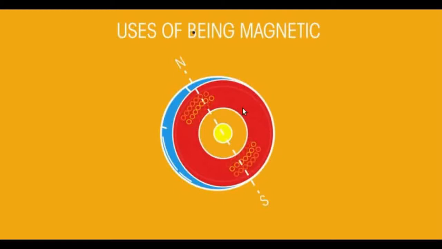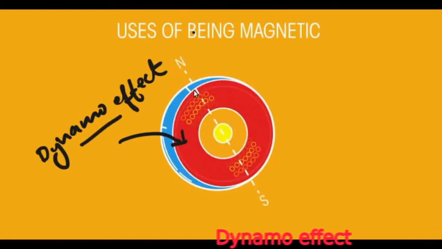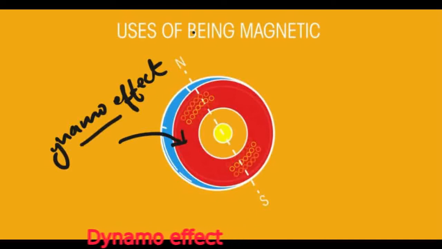So it is because of the motion of the iron, nickel, cobalt, etc. inside the earth, which is in rotation due to the rotation of earth about its axis. This produces a current, which in turn produces magnetism. This is called the dynamo effect.